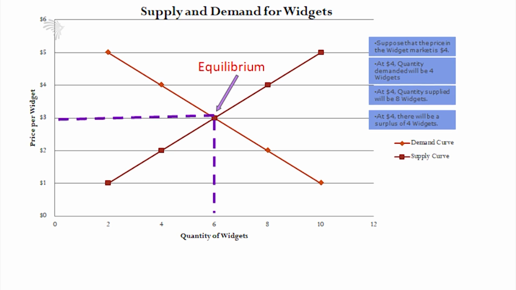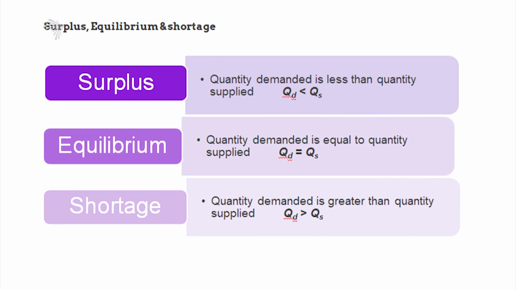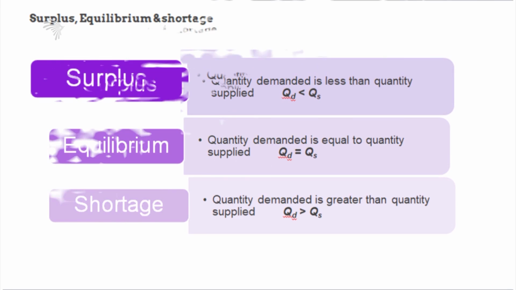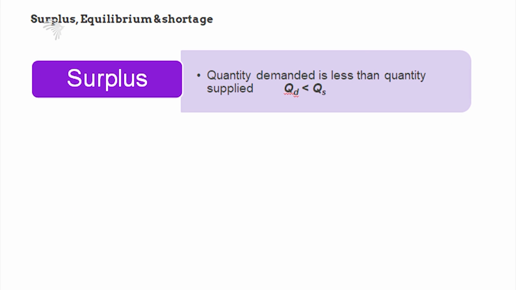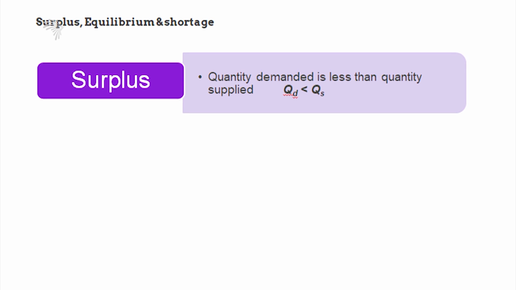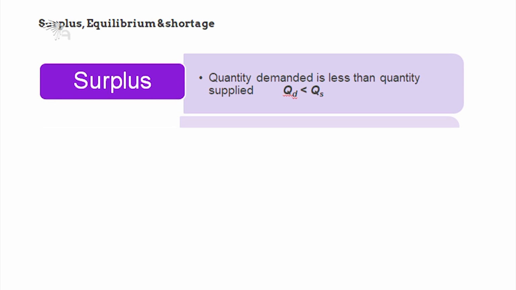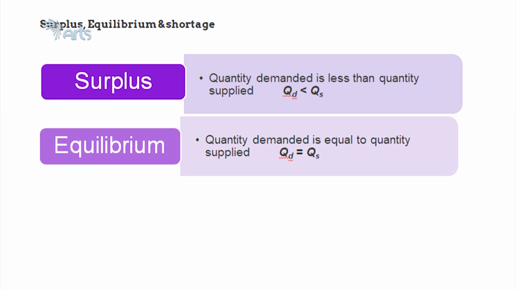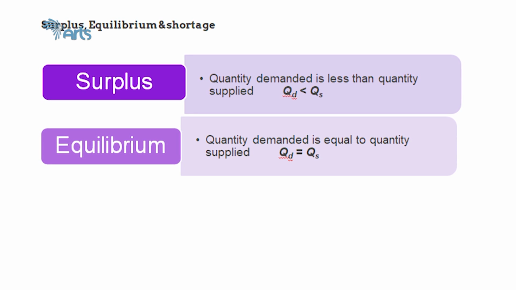The next things we're going to look at are surplus, equilibrium, and shortage. What's surplus? This is a condition where quantity demanded is less than quantity supplied. In other words, producers will produce a lot of goods, meanwhile demanders will demand less of what they actually need. So quantity supplied exceeds quantity demanded. Equilibrium, as we previously said, is a point where quantity demanded and quantity supplied are equal.